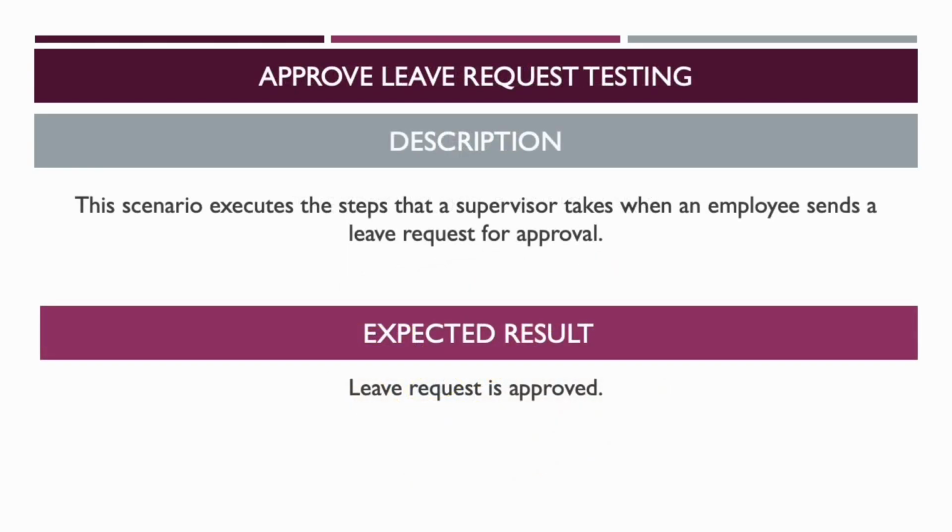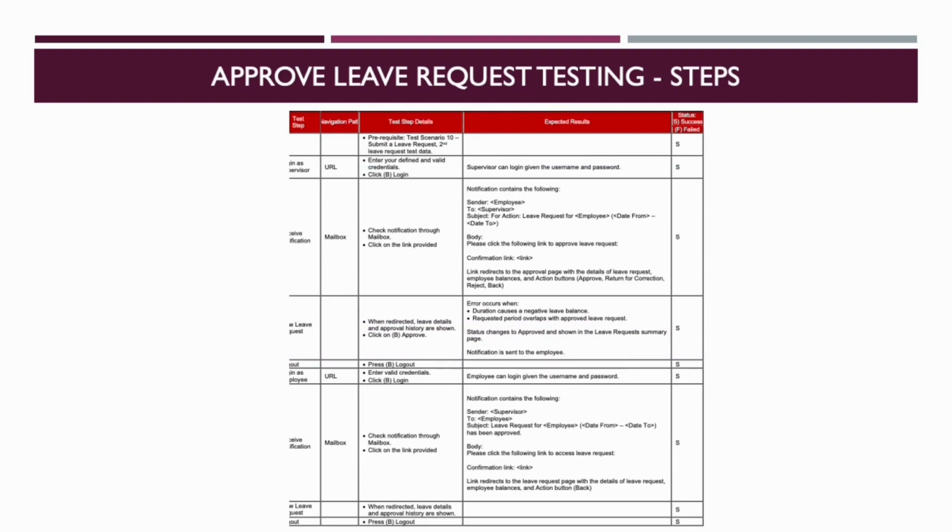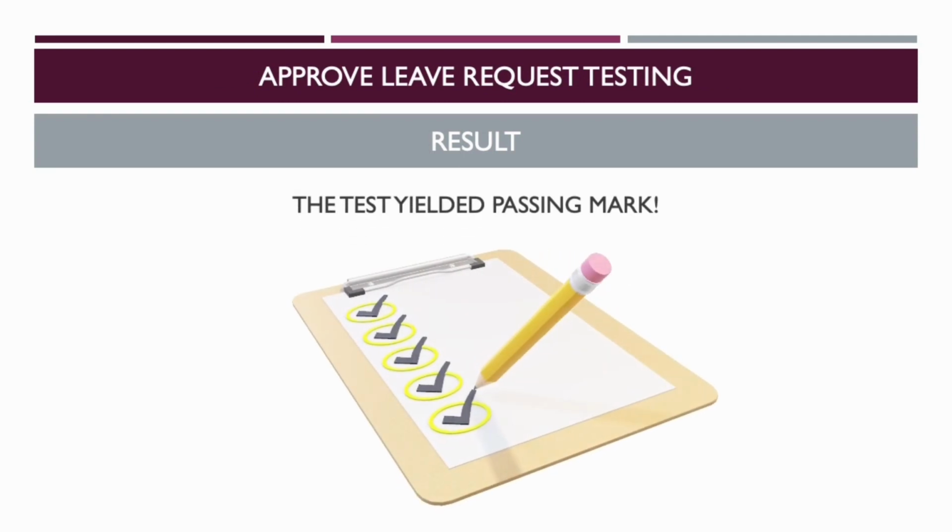Next, we have approve leave request testing. This scenario executes the steps that a supervisor takes when an employee sends a leave request for approval. And we have expected result that the leave request is approved. These are the steps used in approve leave request testing. And of course, the result, the test yielded a passing mark.